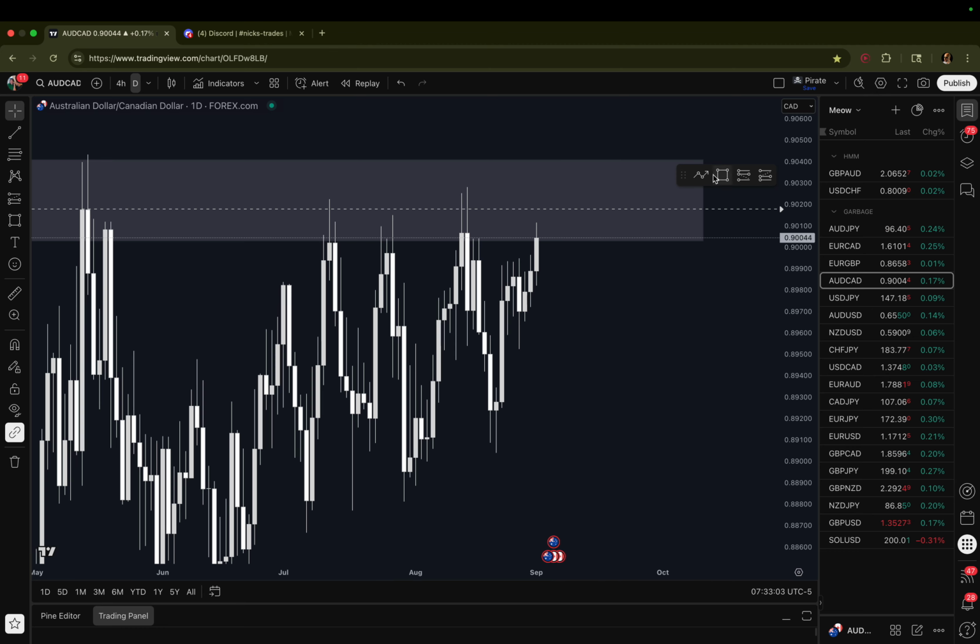So here's how the analysis is going to work. For this one, we're going to wait till it comes here. We're going to sell at resistance.